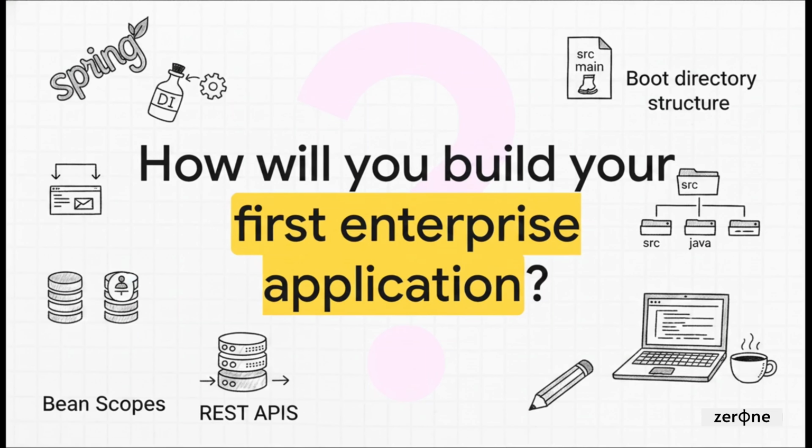Wow, we have covered an immense amount of theoretical ground in this explainer today. We've gone from the historical pain points that made Spring necessary, all the way through the granular mechanics of dependency injection, bean scopes, AOP, REST APIs, and finally, Spring Boot architectures. But the true test of all this knowledge is application. Now that you've mastered the underlying mechanics of this incredibly powerful engine, I want to leave you with a challenge. How will you leverage Spring Boot to build your very first enterprise-level application?